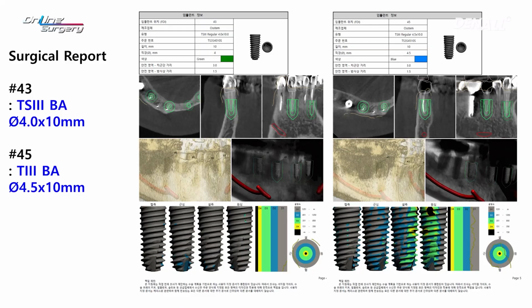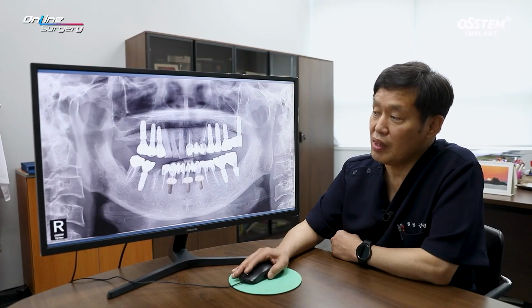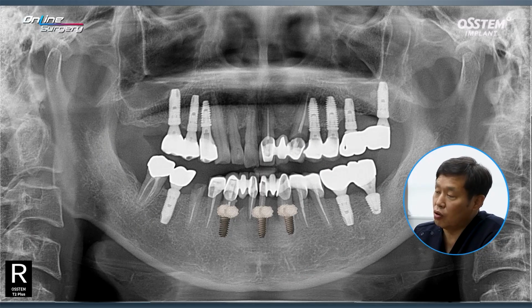For number 45, the plan was to do surgery separately, but guide would be fabricated ahead. 4.5 by 10 millimeter immediate implant placement was planned. 3 implants will be placed as shown along with bone graft.